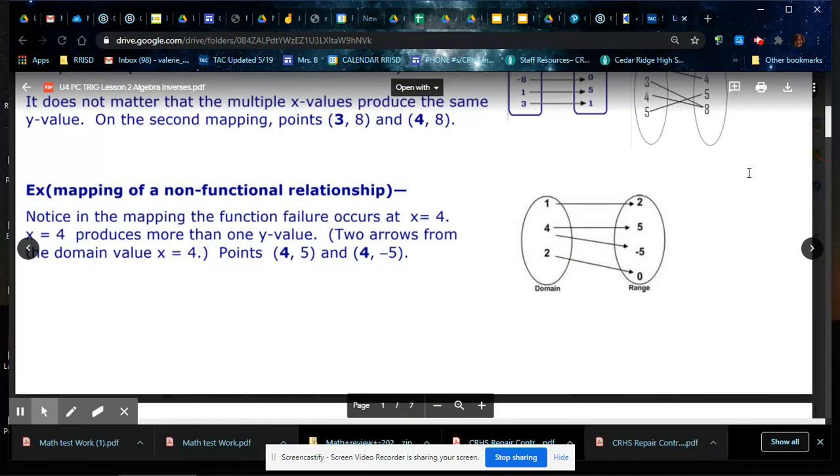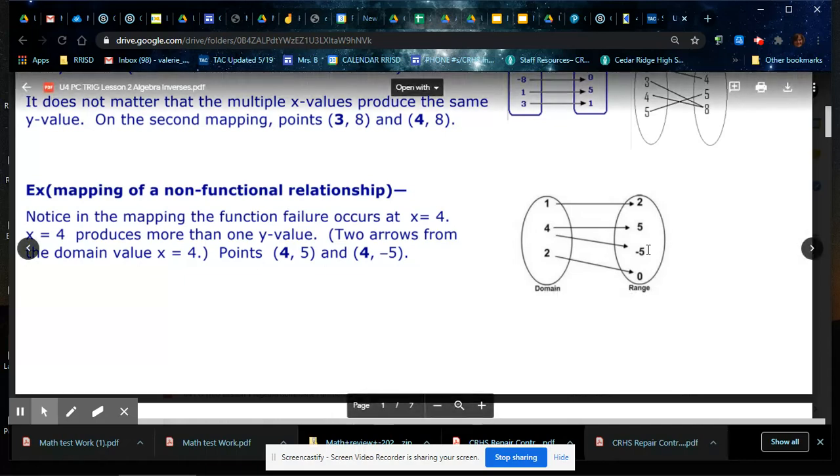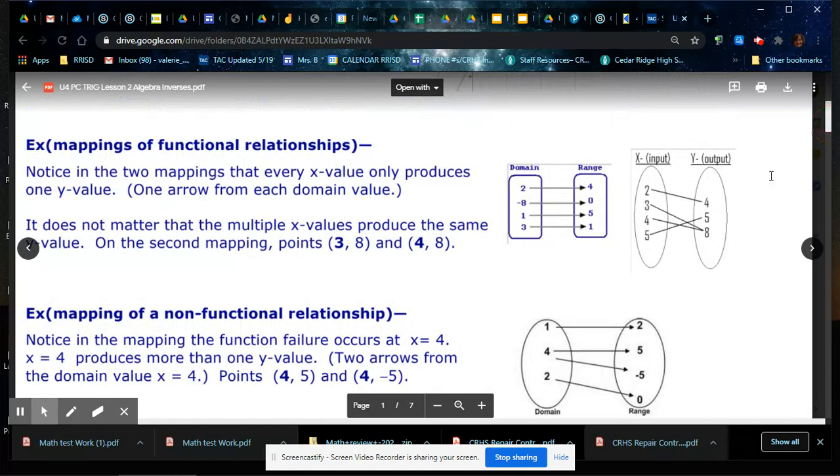Okay, so here, these two y's do not have a unique x, right? They're sharing an x. So this is not a one-to-one function, and it's not a function either, okay? Same with this one. This y does not have a unique answer. It has two different answers there, okay? So that is not one-to-one.